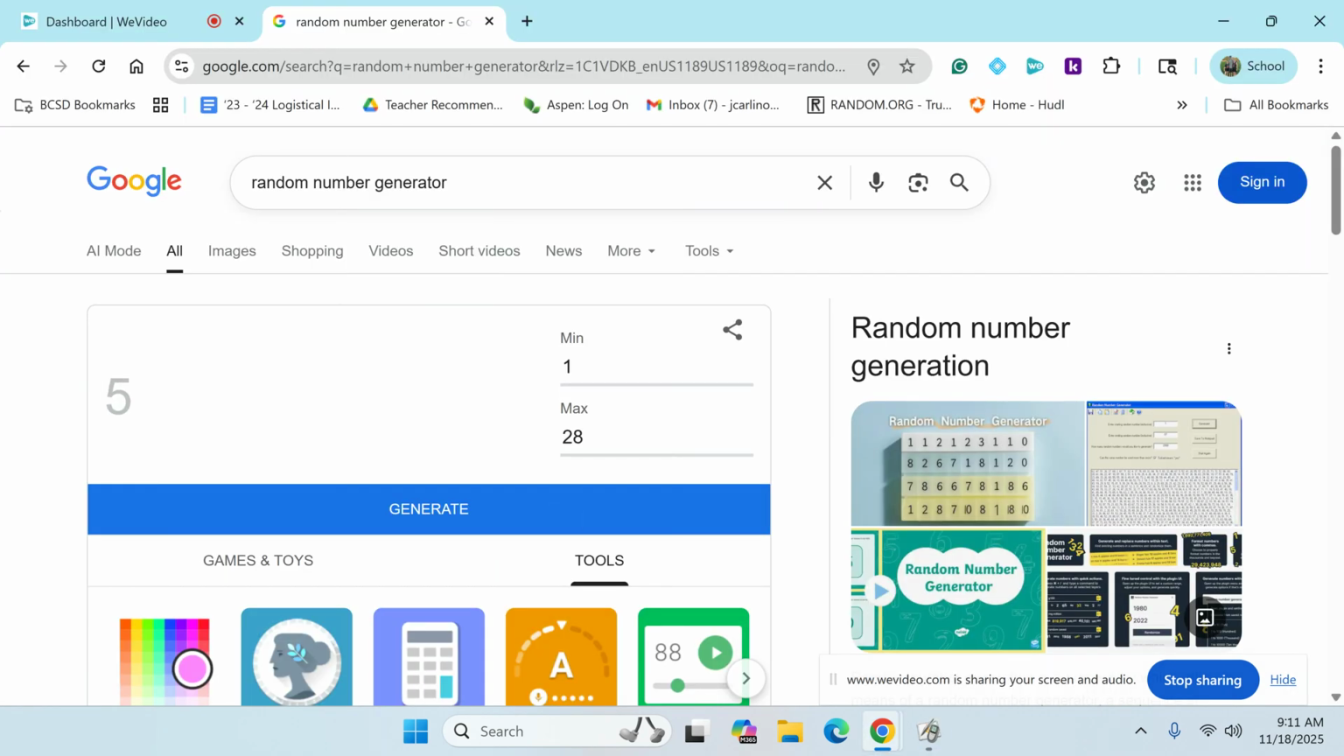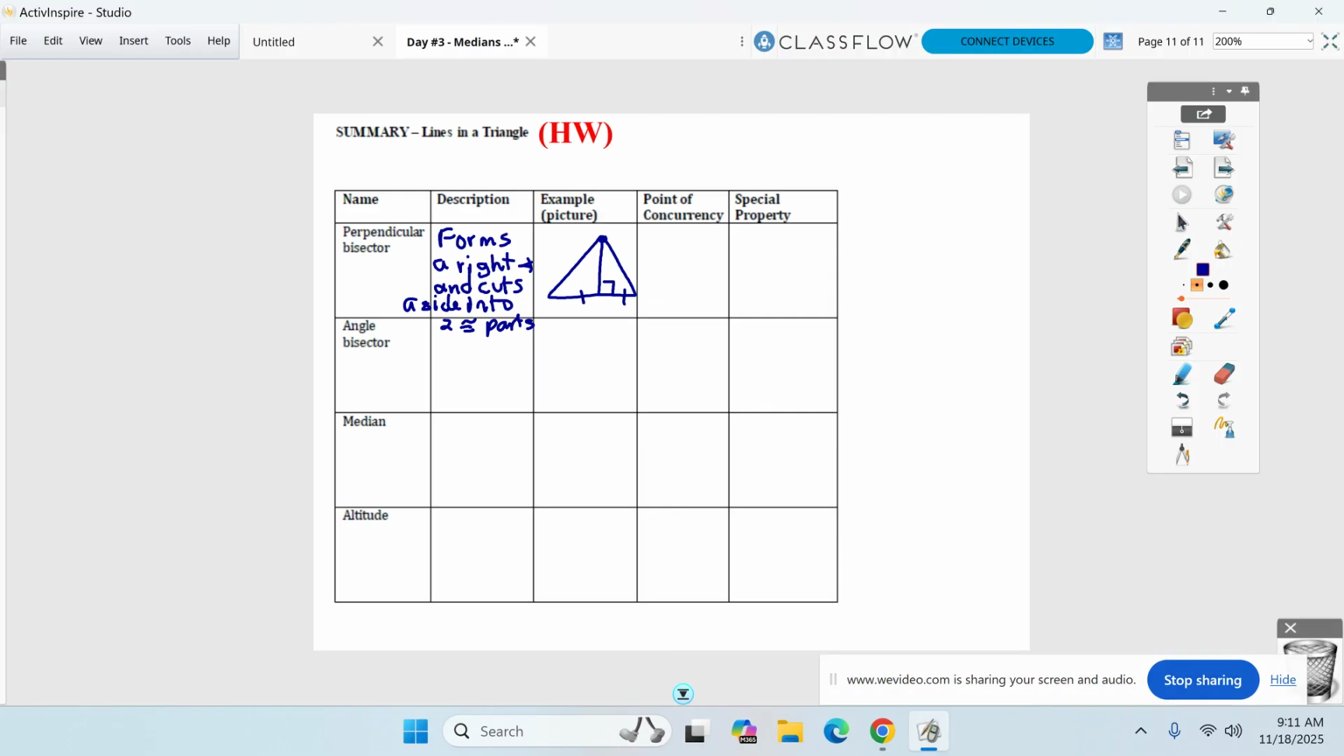Let's keep going here. Taylor, where do they all intersect? The perpendicular bisectors all intersect at the circumcenter. That's where all three perpendicular bisectors meet. That's what I'm looking for here. Point of concurrency. Where if I drew in all three, they would intersect at the circumcenter.